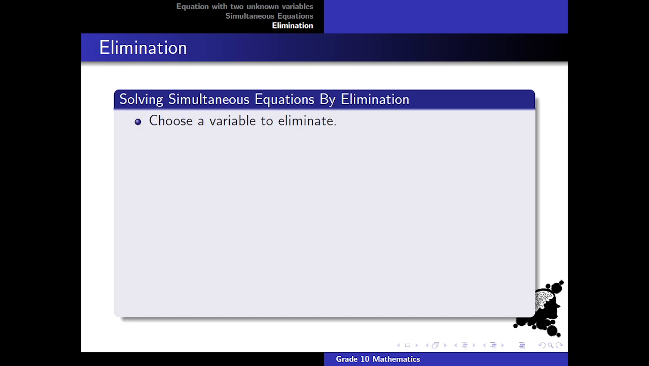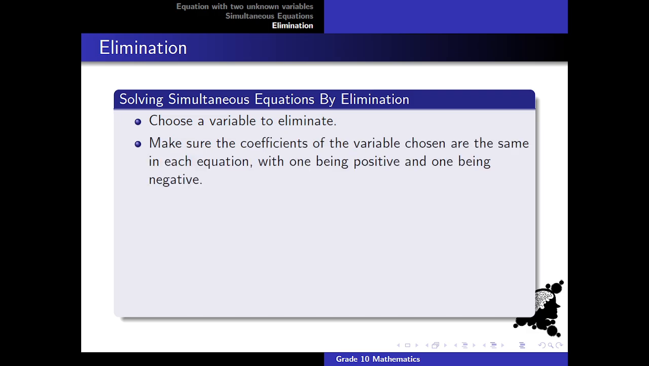So, how do we solve equations by elimination? First, we need to choose a variable to eliminate. It could be any of the two variables. What we need to do then is make sure that the coefficients of the variable chosen have to be the same in each equation. So if the coefficient of x in my first equation is 1, the coefficient of x in my second equation must be 1. However, the one variable must have a positive coefficient and the second variable must have a negative coefficient. So if my y has a coefficient of 3, in the second equation my y must have a coefficient of -3.